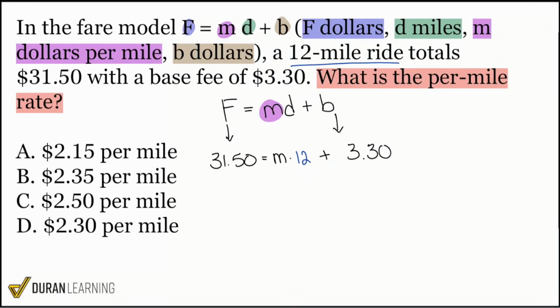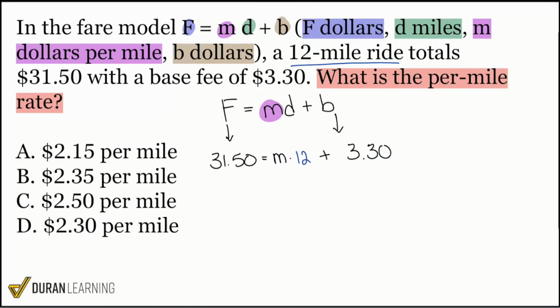So everybody, to get m by itself, I have to get rid of the 12. At the same time, what other value do I also have to get rid of? Not only do I have to get rid of the 12 from this right side of the equation, I got to get rid of that 3.3. Yeah, that $3.30 base fee, I got to get rid of it.